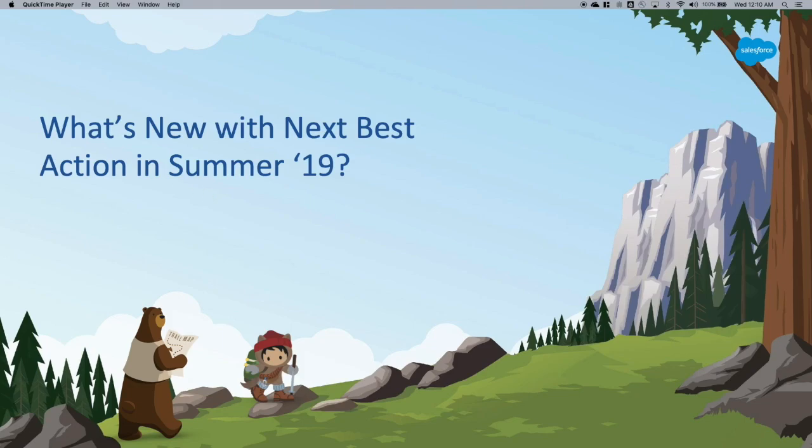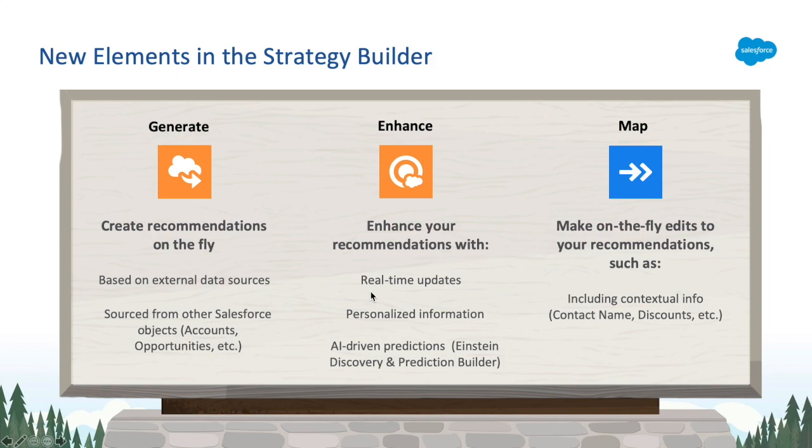In this video, we're going to introduce you to what's new with Next Best Action in the Summer 19 release. Now, in this release, one of the big focuses has been on improving the connectivity and integration story with Next Best Action. We've done that by introducing 3 new elements in the strategy builder. First and foremost is the generate node.